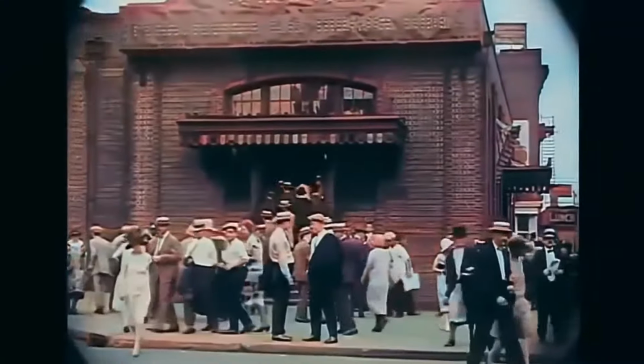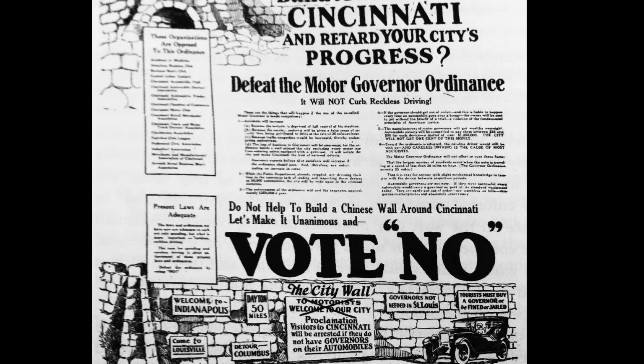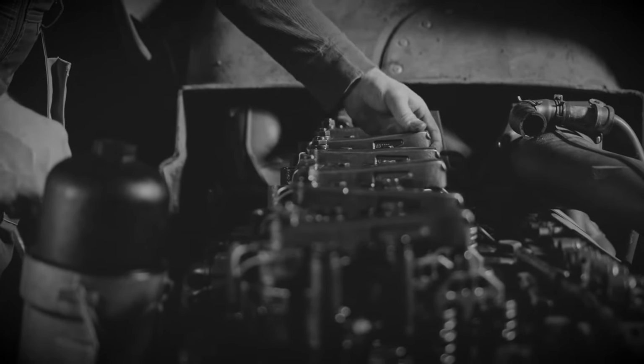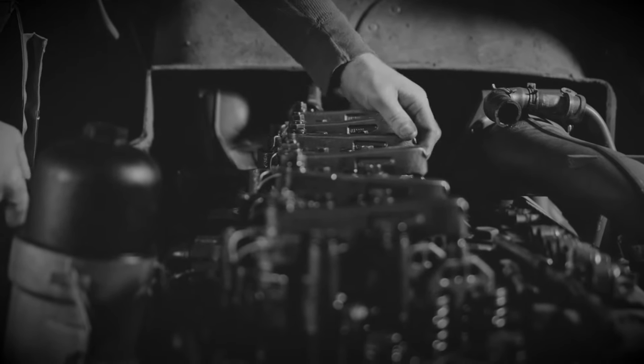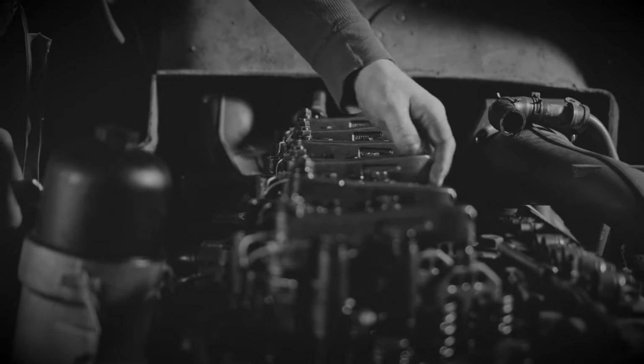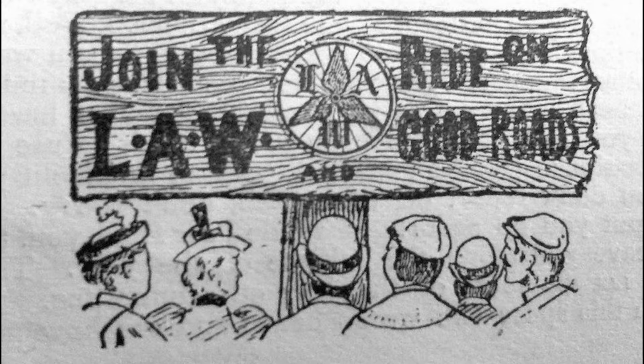In 1923, 42,000 people in Cincinnati signed a petition calling for all cars to be installed with mechanical regulators, limiting their speed to 25 miles an hour. Even though this petition failed, it shocked the automobile industry. So they started launching massive propaganda campaigns to convince the public that it was the pedestrians and not the cars who were unwelcome on the city streets.